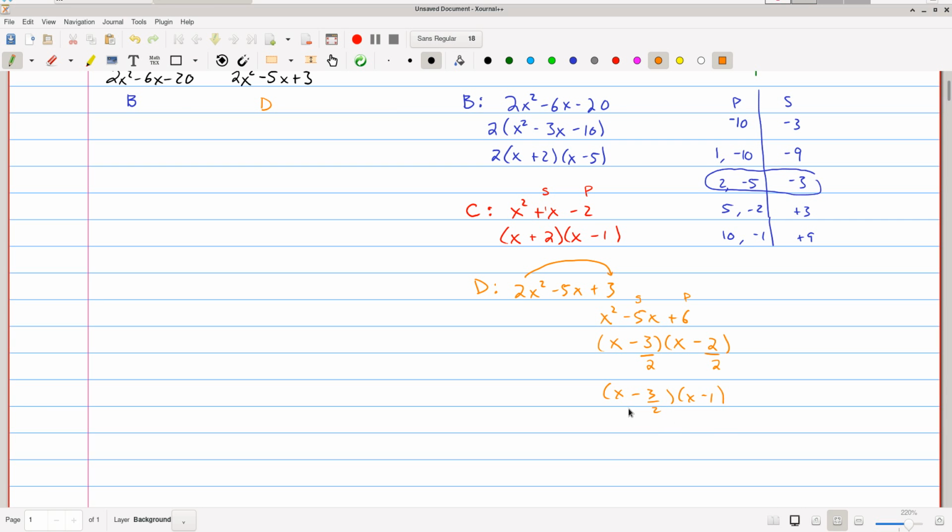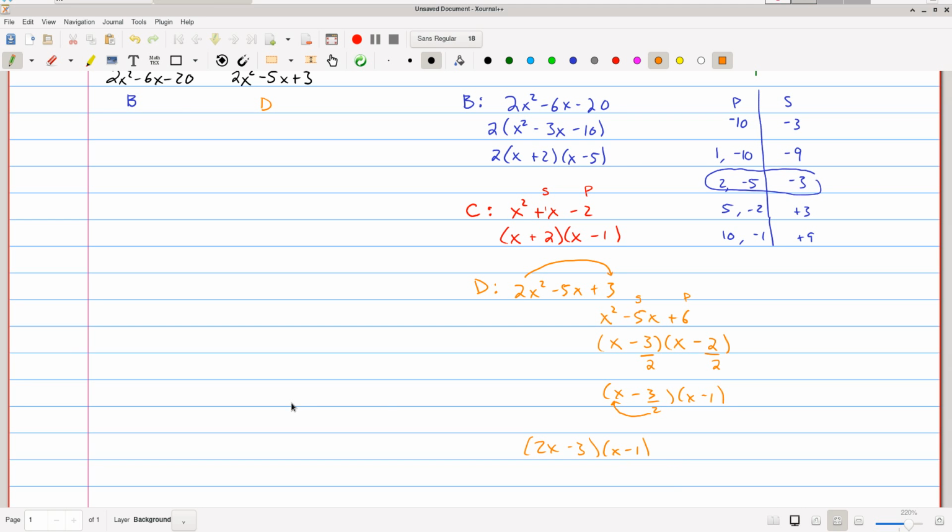The first one, we didn't have any fractions in the original problem, so we've got to slide back to get rid of the fractions in the end. So this will be 2x minus 3 times x minus 1. So now we've factored all 4 parts.